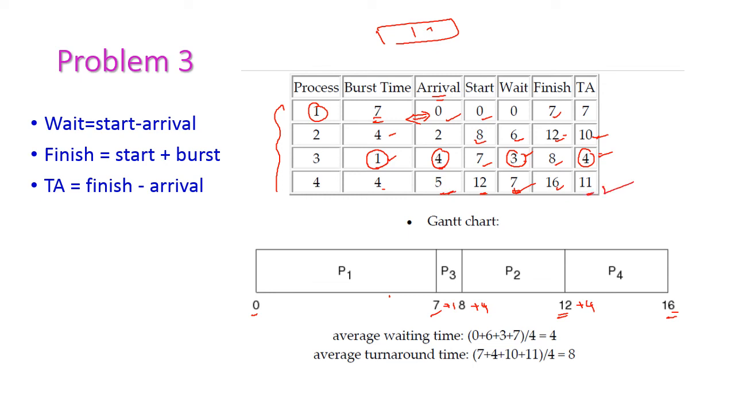Okay, now we need to compute the average waiting time. Average waiting time is here. So 0 plus 6 plus 3 plus 7 divided by 4, which is equal to 4. And average turnaround time, so that is here. So 7 plus 4 plus 10 plus 11 divided by 4, which is equal to 8.